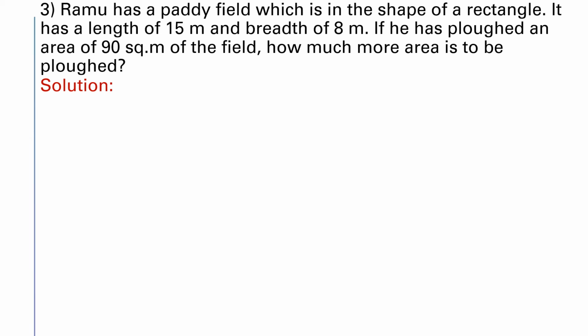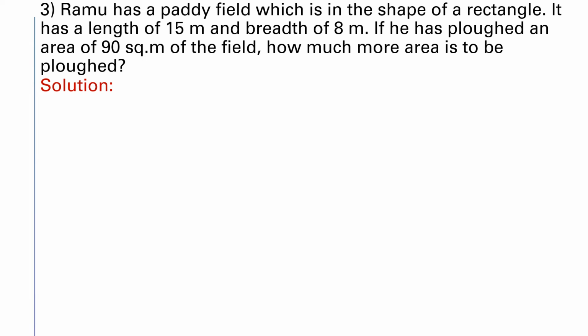Look, in this question, length and breadth of paddy field is given. And it is also given that 90 square meter of field is used for planting paddy. Now we need to calculate the remaining area. But how we will get the remaining area? If we subtract the given area, that is 90 square meter, from the total area, we get the remaining area.